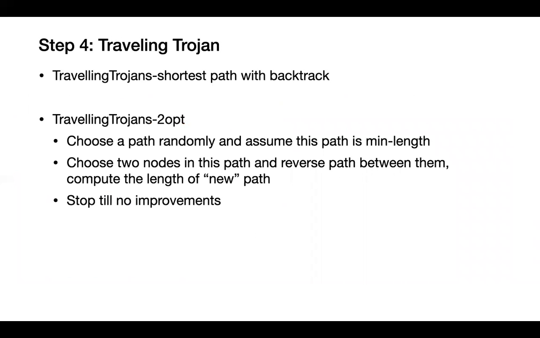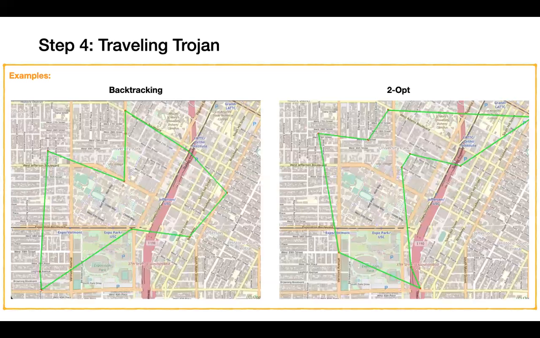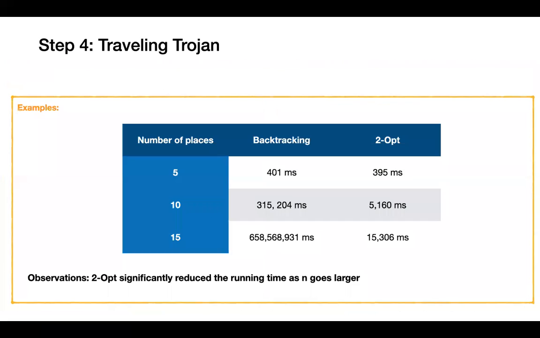And step 4, Traveling Trojan. We use backtracking and 2OPT. We didn't have time to do the brute force yet; this is going to be appended after this. So what we found is they can both solve the traveling salesman problem.